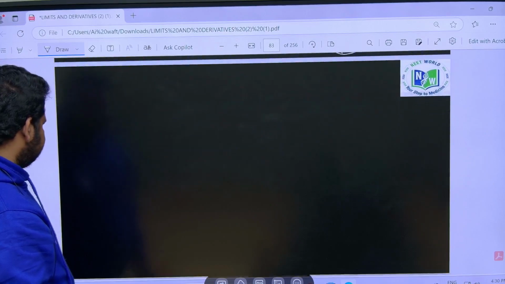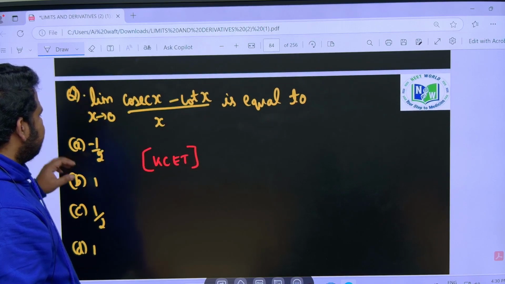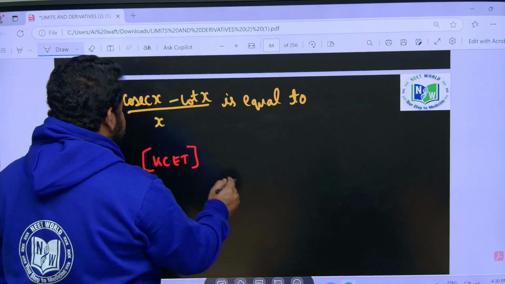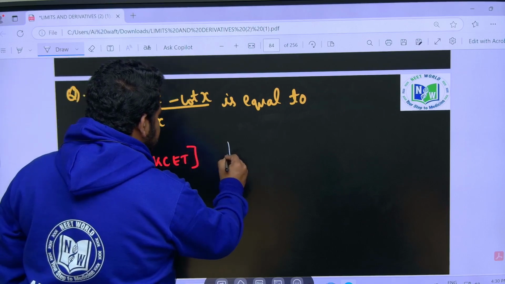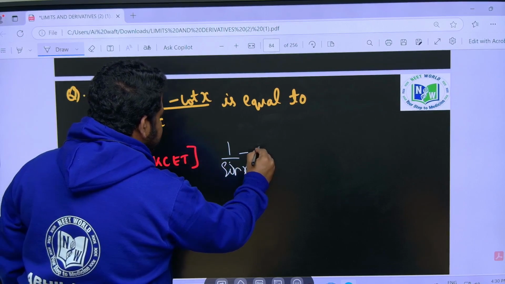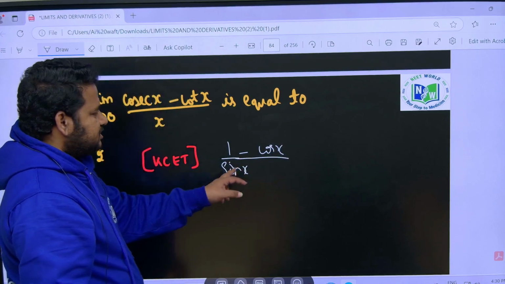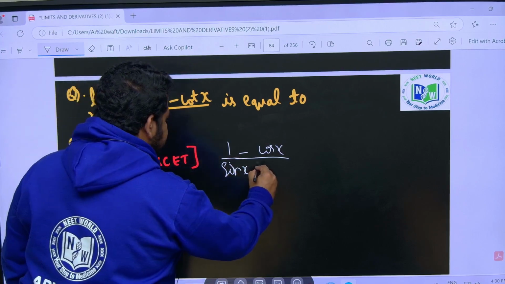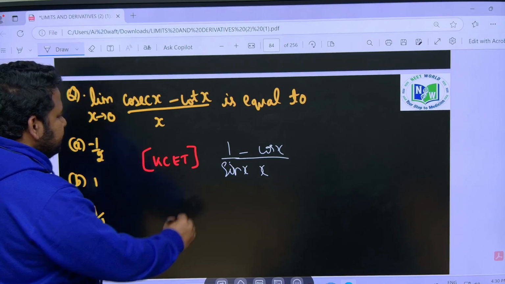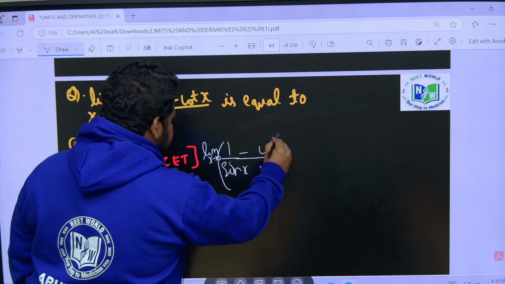Right. Next question. Limit of cosec x minus cot x by x as x tends to 0 is equal to what? Cosec x minus cot x can be written as what? Cosec x is nothing but 1 by sin x, and cot x is cos x by sin x. So I can write this as 1 minus cos x by sin x, because the denominator is the same, and then divided by x. So it is (1 minus cos x) by (sin x into x), limit as x tends to 0.